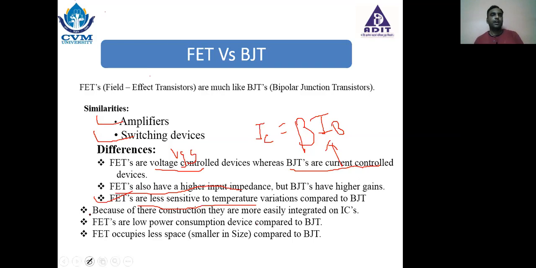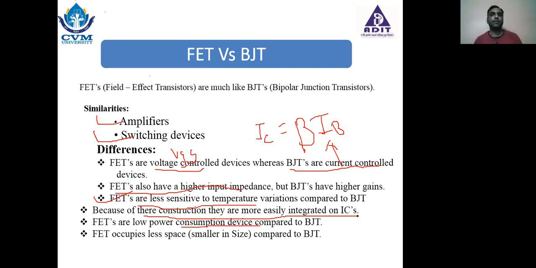Another good advantage of the FET is that it consumes less power. FET consumes less power compared to the BJT. Another very good advantage is that the construction of the FET is such that whenever you want to fabricate a chip with the use of transistors, FETs can be fabricated very easily. So the construction of the FET compared to the BJT is easier.